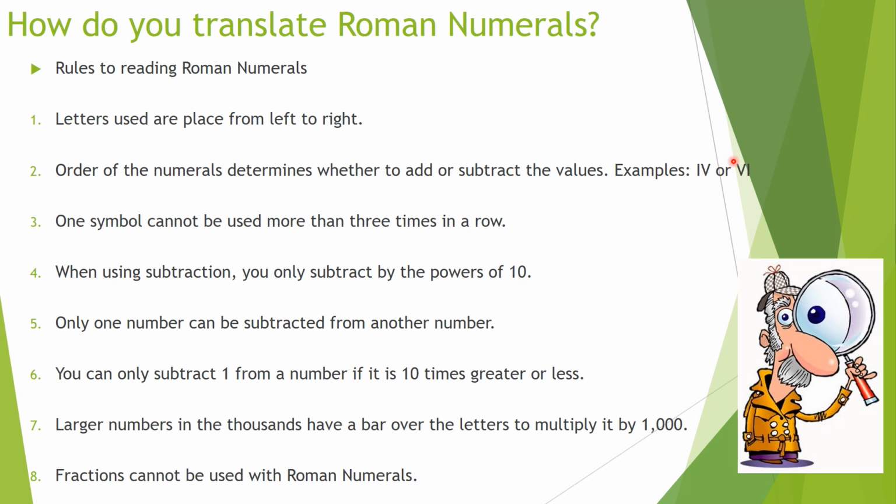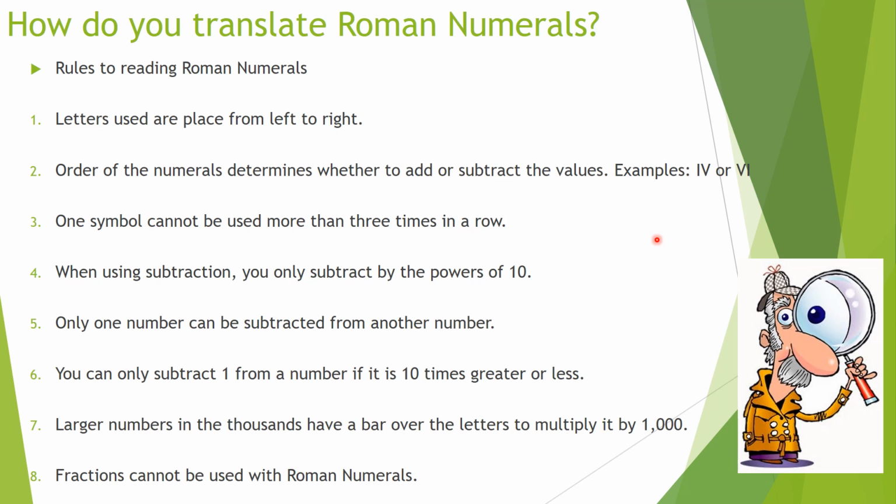So here's an example of the number 4 and the number 6. With 4, it's 5 and 1. It shows that the 1 is less than the number 5, and that you do it reverse. And so you do the V minus 1, which is 5 minus 1, and it'll equal 4. And then the opposite is with the number 6, where it's 5 and then 1, and so then that means 5 plus 1. The third rule is one symbol cannot be used more than 3 times in a row.